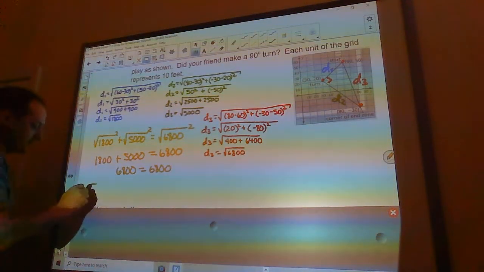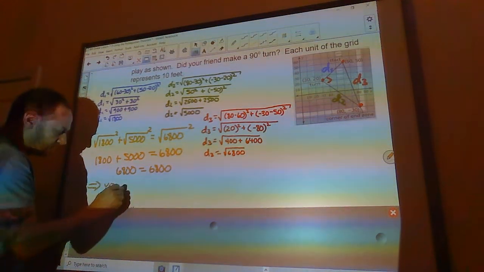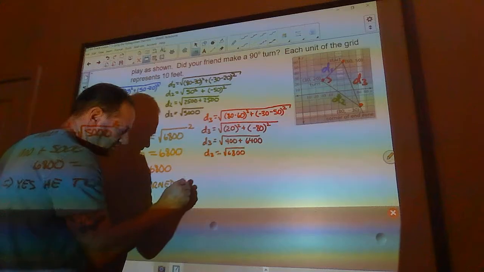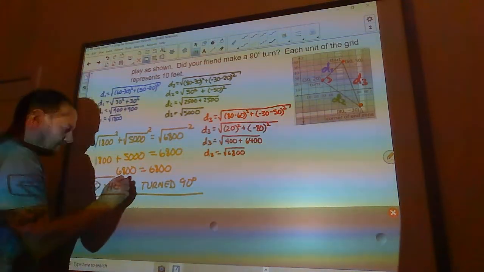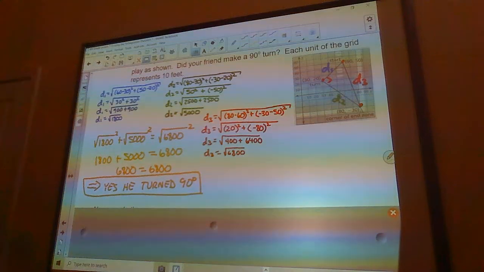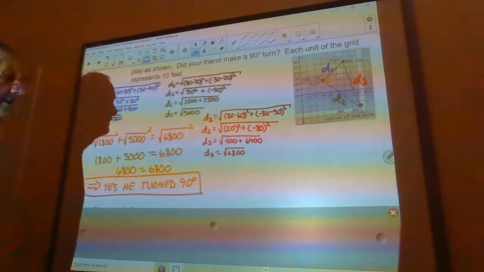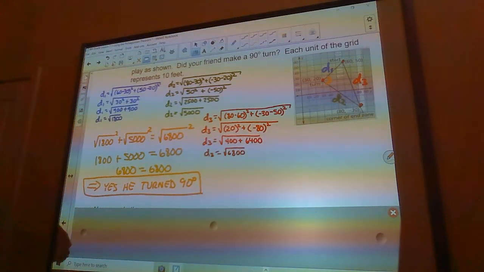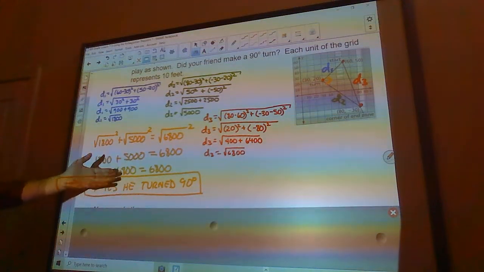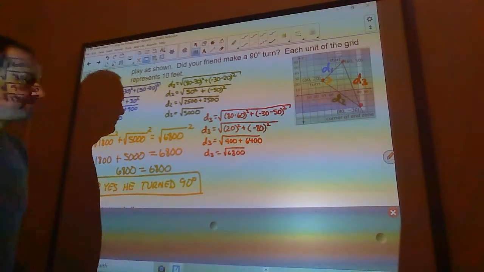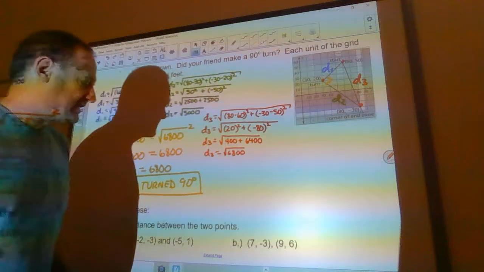Okay, so that implies yes, he turned 90 degrees, because that's a right triangle. Okay, so yes, that makes this right here a nice 90-degree angle right there. Now, if you'd turned these into decimals, you would have rounded them probably, and then when you tried to put them in the Pythagorean theorem, they might not have come out to be exactly equal, and you might say, well, it's pretty close, but it wasn't 90 degrees. That's one of the advantages in using exact answers.